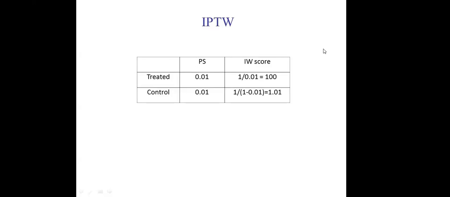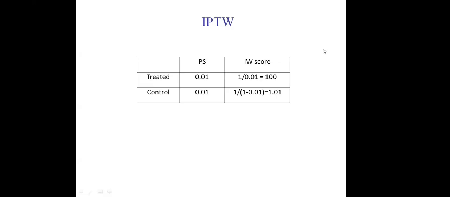So to do inverse probability of treatment weighting, we look at the treated group, we take their propensity score and we invert it and we get a number. So 0.01 turns into 100. Let's take a member of the control group with the same propensity score. Both of these people were predicted to not get treatment, right? Very low probability of being assigned to the treatment group, from 0 to 1. However, one of them was treated, one of them wasn't.